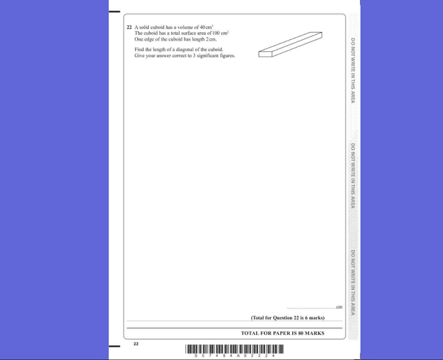Question 22. It says a solid cuboid has a volume of 40 centimetres cubed. The cuboid has a total surface area of 100 centimetres squared. One edge of the cuboid is 2 centimetres. Find the length of the diagonal of the cuboid.